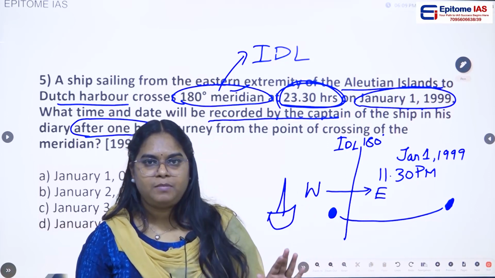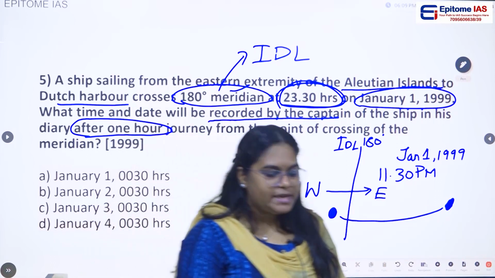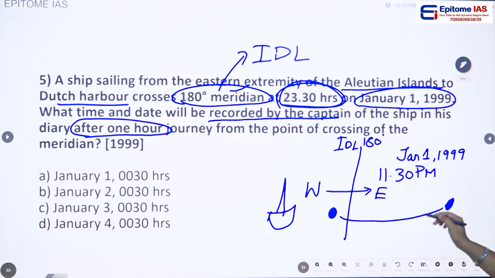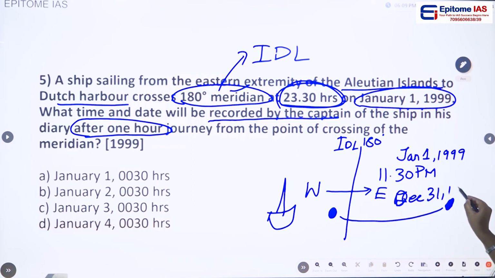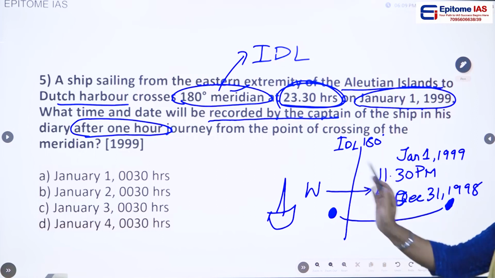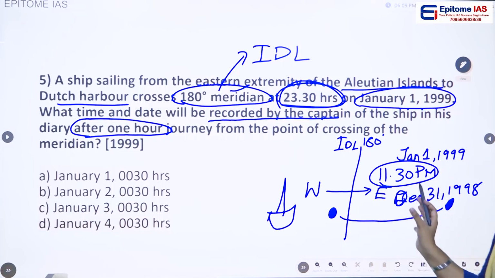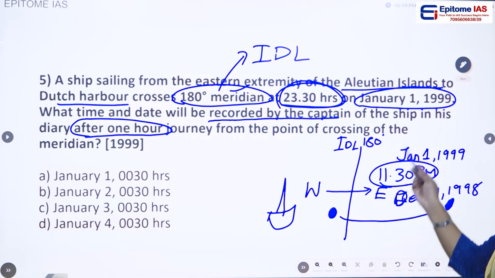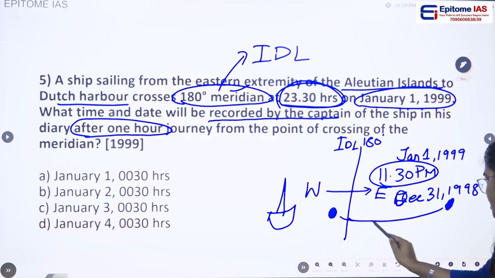So as soon as this ship crosses the international date line, in this case, it is going to lose a day. So let us say once it crosses, it lost a day, which means the date would not be January anymore, it's December 31st of 1998. One day previous. Okay, previous day. But the time would be the same. The time would be 11:30 p.m., but on December 31st, 1998. But what they are saying is, the ship travels for 1 hour after crossing the 180 meridian. So now it is going to travel for 1 more hour.